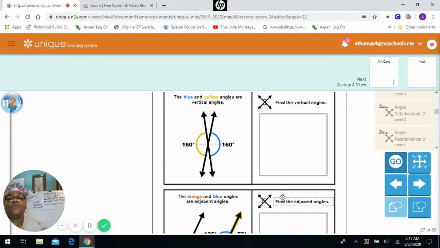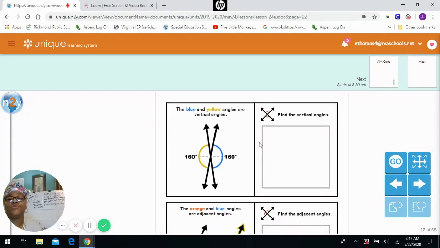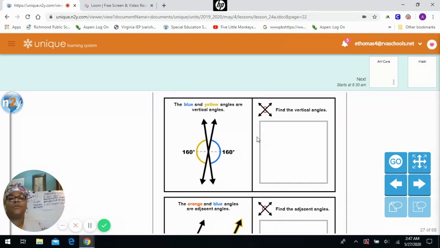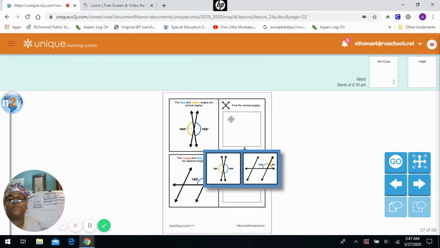All right. So we have these two angles adjacent. It says the blue and yellow angles are vertical angles. Remember, they are going to be equal. All of it's going to be equal. This is equal to that, and that's equal. Both sides will be 160, and this will be the same. It says find the vertical angles. Now, what are the vertical angles? Is it this one that has a different size or the one that has the same? It has the same.